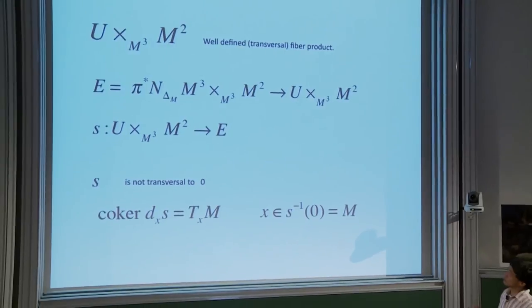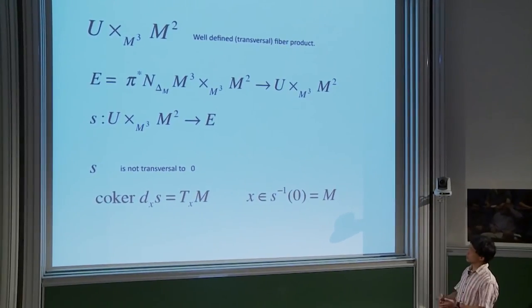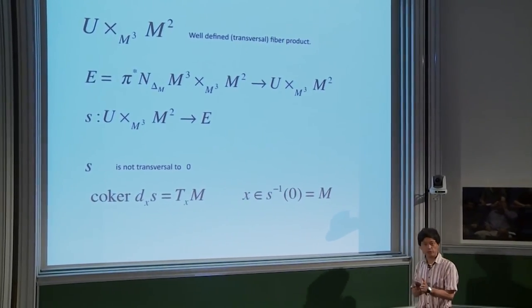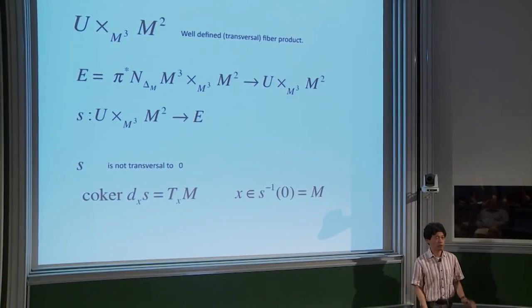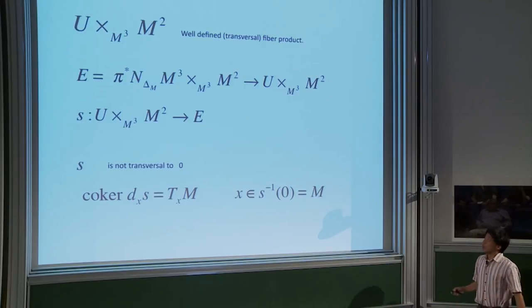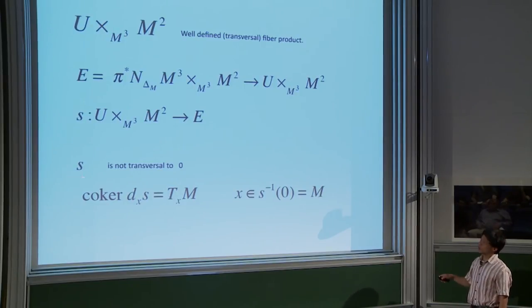So still, what's nice is that you can take this fiber product. By increasing your space somehow like this, you can always make your fiber product well defined. And you can make this picture a bit smaller. So this S is not transversal to zero. But then you can just reduce this.